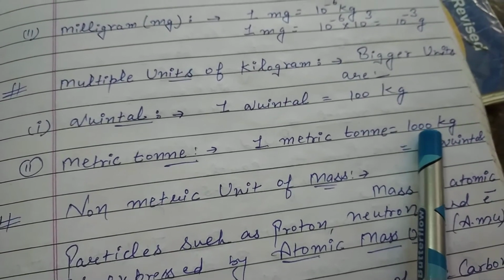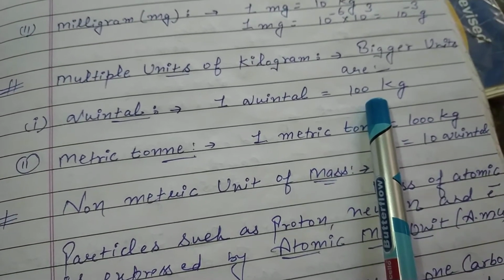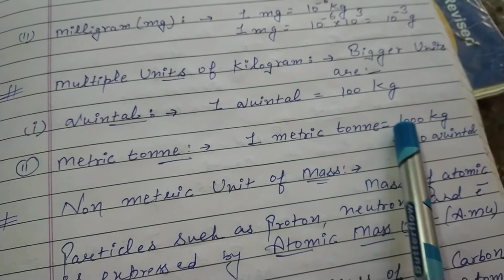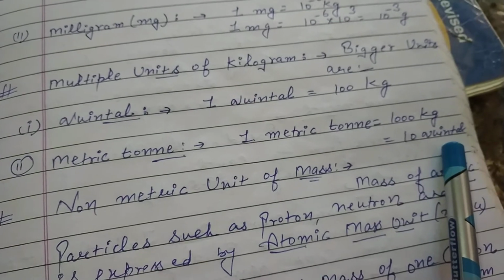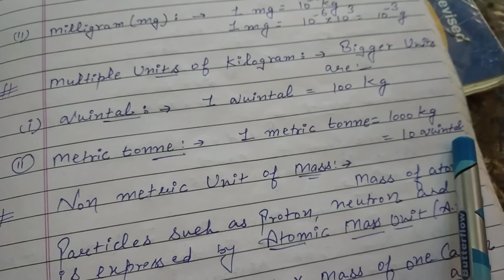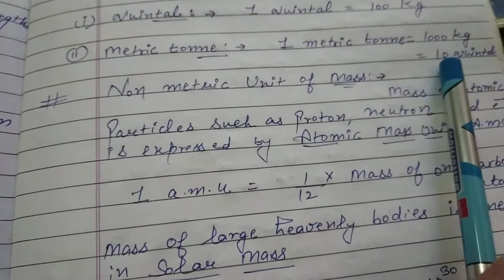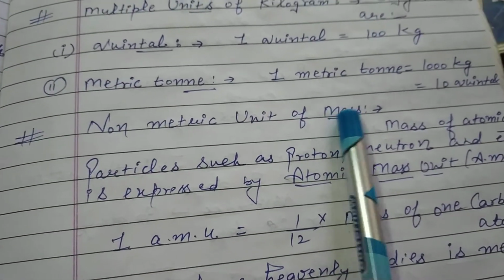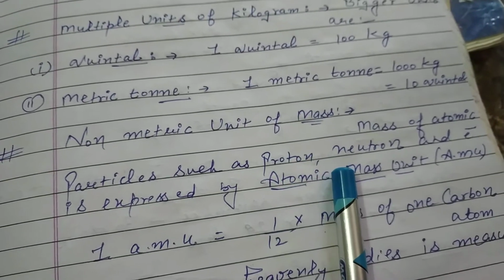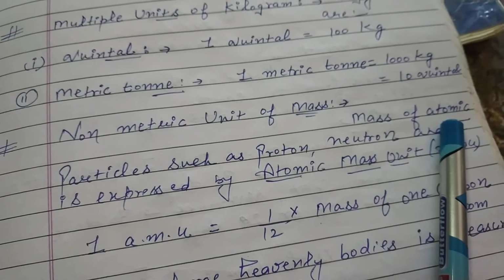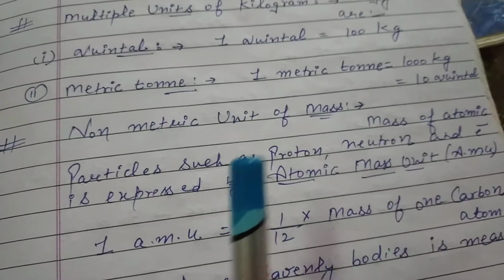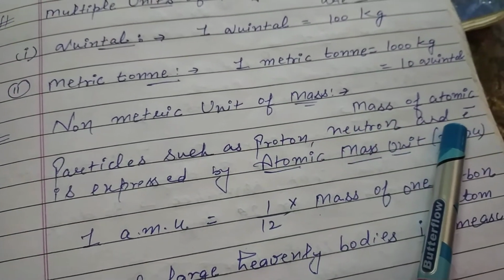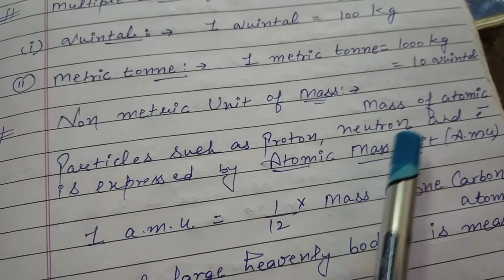And if we want to convert this kg into quintal, how will we convert? We simply divide 1000 by 100 and this will convert into quintal. The answer will be 10 quintal. Now come to other units. These are the non-metric units of mass. That means if we want to find out the mass of atomic particles. What are atomic particles? Like proton, neutron, electron. So how will we find this?